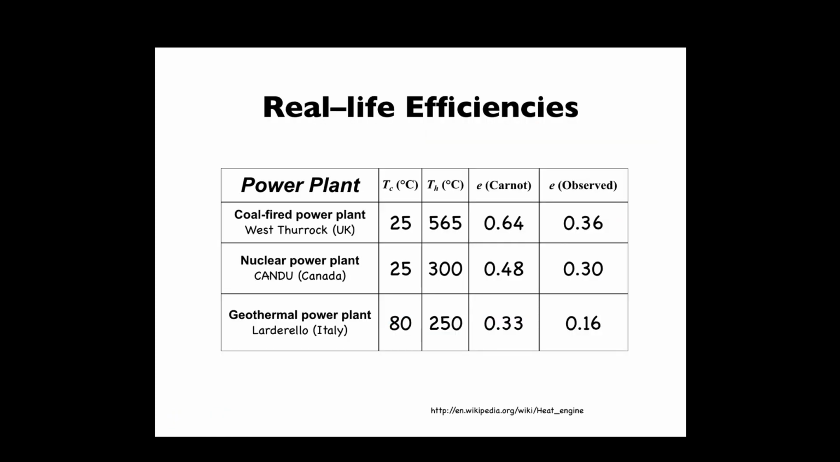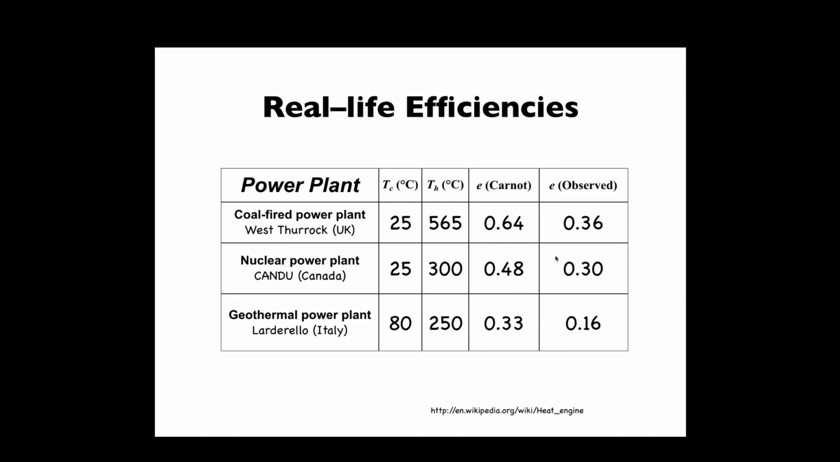And just for some context, here are some real life efficiencies. For a coal-fired plant, specifically the coal-fired plants in the UK, the Carnot efficiency is about 64%. The actual efficiency of the plant is 36%. Remember, this one is just based on the hot and cold reservoirs. This one is what's actually observed.